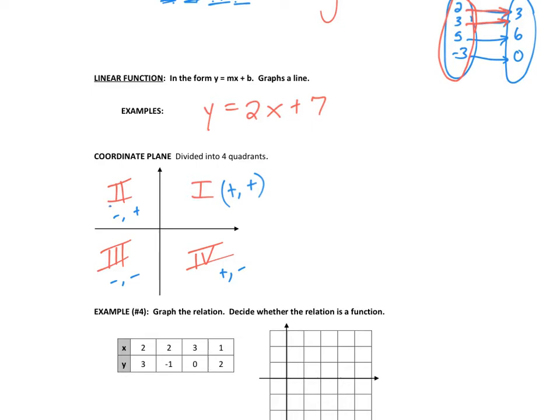So in quadrant 1, both x and y are positive. In quadrant 2, it's to the left, so x is negative, and it goes up, so y is positive. Quadrant 3, they're both negative because it's to the left and down. Quadrant 4, x is positive because it goes right. Y is negative because it goes down. So that's just talking about if it's positive or negative for x or y.